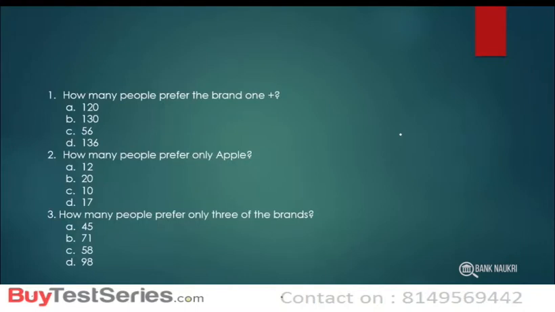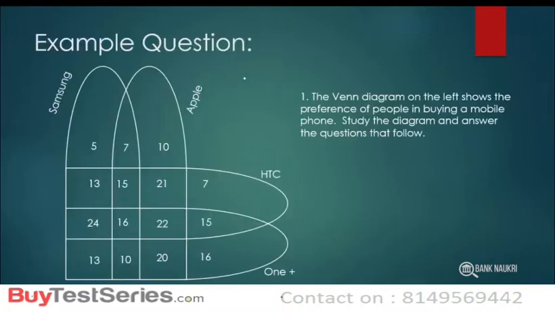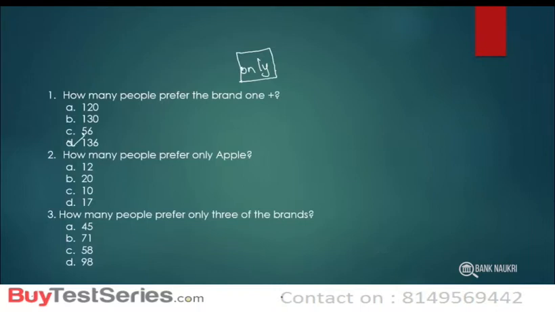If you look at the question carefully, there is no word called only here. So we have to find out all people who prefer the brand OnePlus. Let's go back to the diagram. How many people prefer OnePlus? We have to calculate the entire circle. This entire diagram we have to find out. So 24 people prefer OnePlus, 16 prefers OnePlus. So 24 plus 16 will give you 40, 62, 77, 90, 100, 120, 136. So 136 people totally prefer OnePlus. The answer to this question is option D, 136.